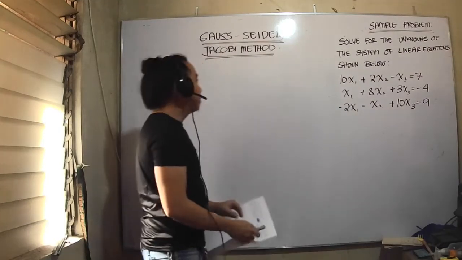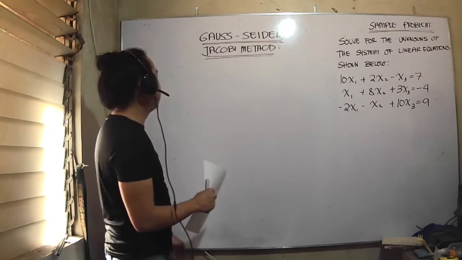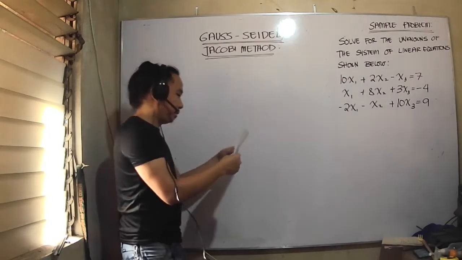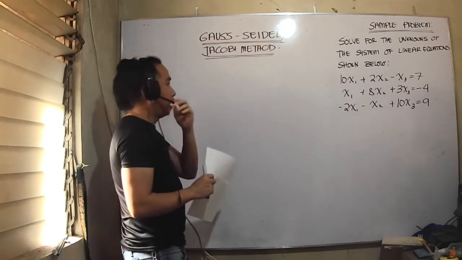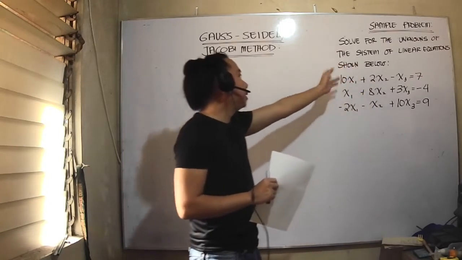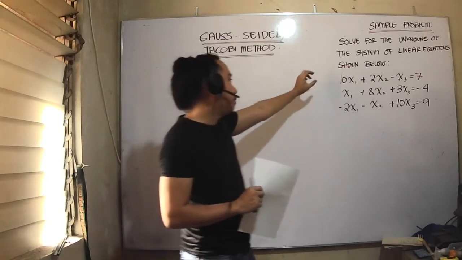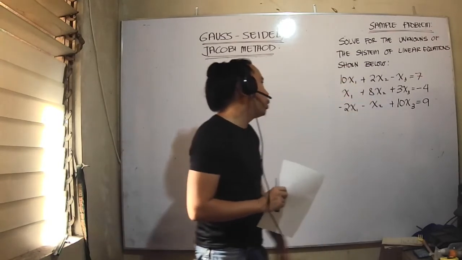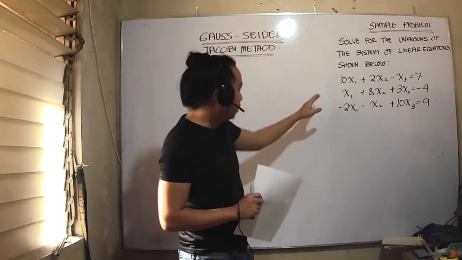Okay, so in this video, we'll be solving a sample problem using the Gauss-Seidel and Jacobi methods. We need to solve for the unknowns of the given system of linear equations shown here. The first equation is 10x1 plus 2x2 minus x3 is equal to 7.